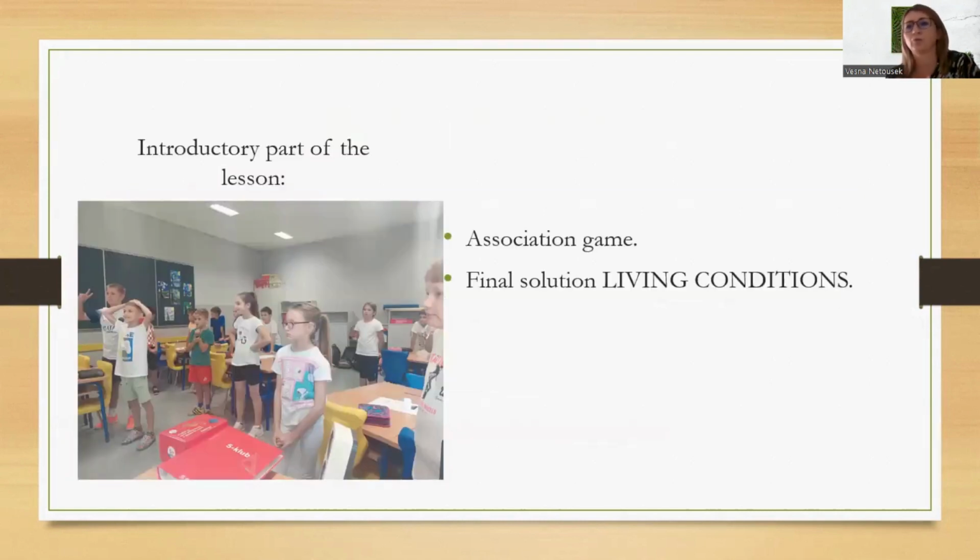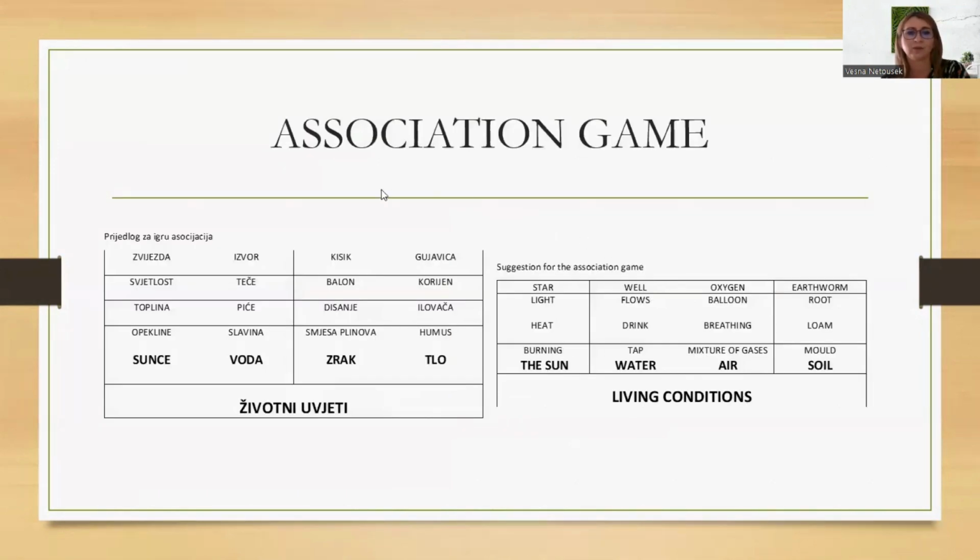Now I'm going to present to you all the parts of our lesson. So in the introductory part of the lesson, the teacher will demonstrate and present the association game. As you can see, there is a photo of children that are really involved in the association game. So the final solution of the association game is living conditions. As you can see, there's a Croatian version of the game on the left side and an English version of the game on the right side.